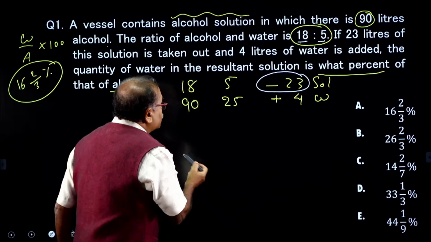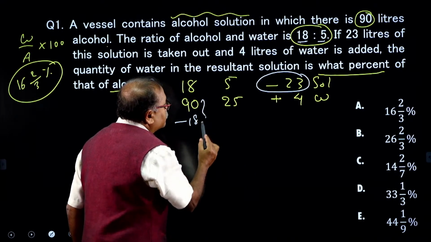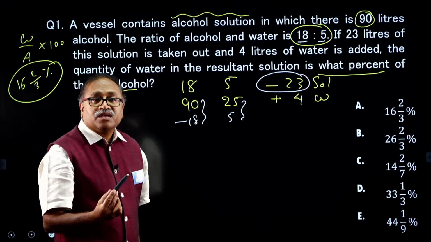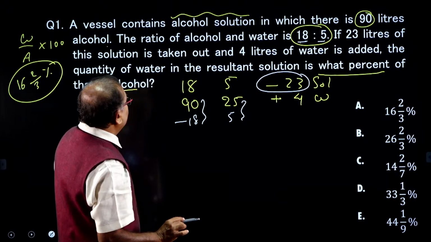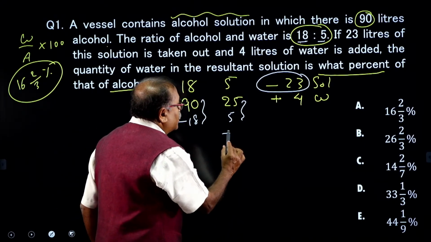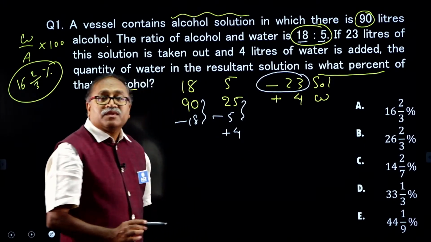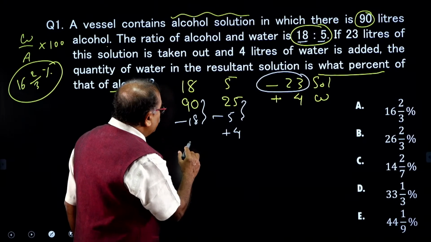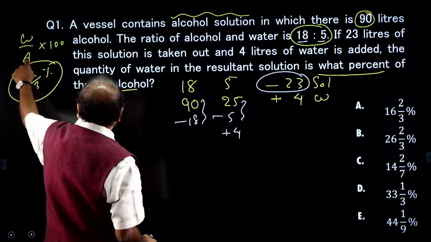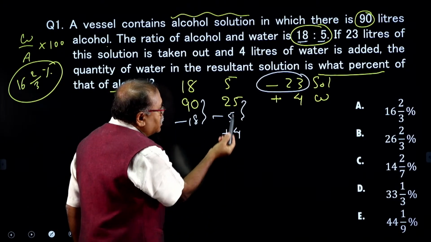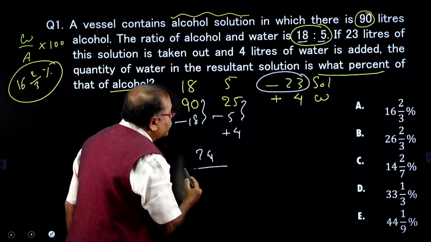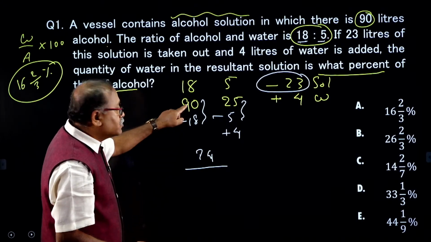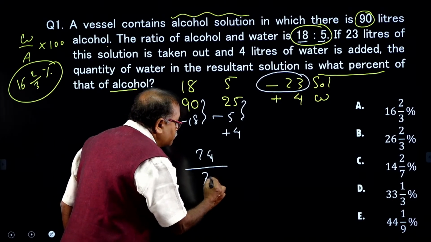18 liters of alcohol is out, am I right here? And 5 liters of water is out, and 4 liters of water is added. So the water is 25 minus 5 plus 4, that is 24, and how much is the alcohol? 90 minus 18, that comes to 72.